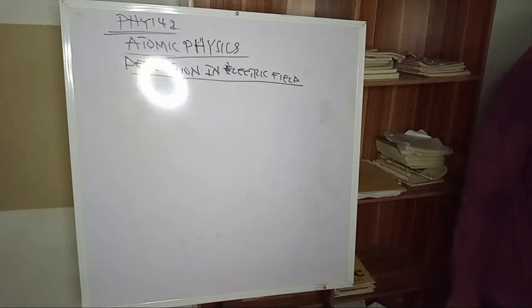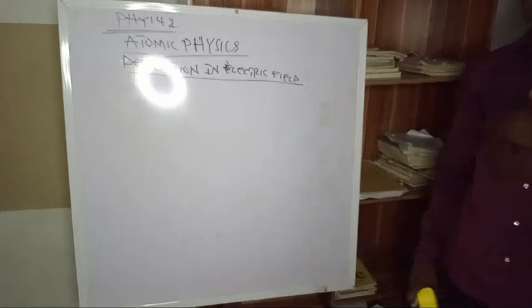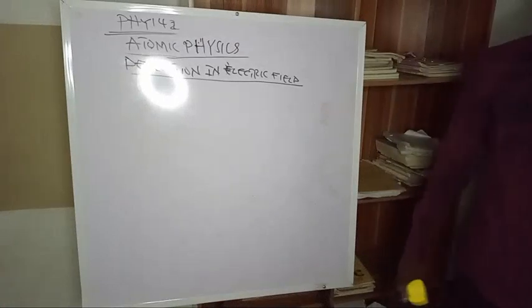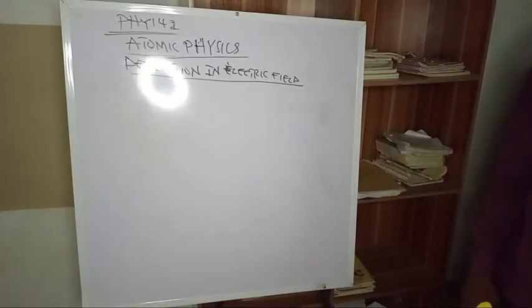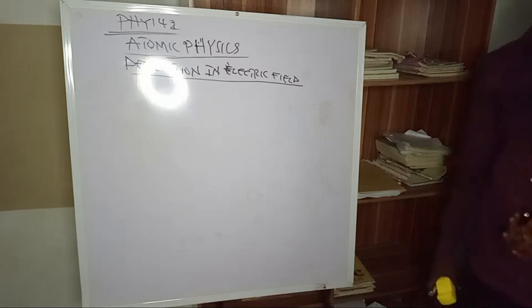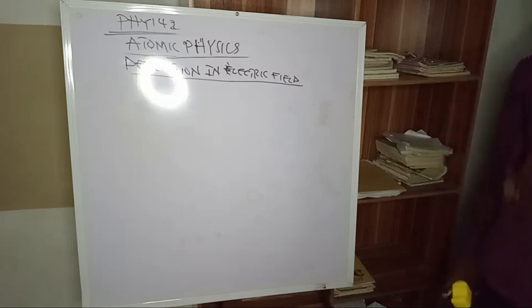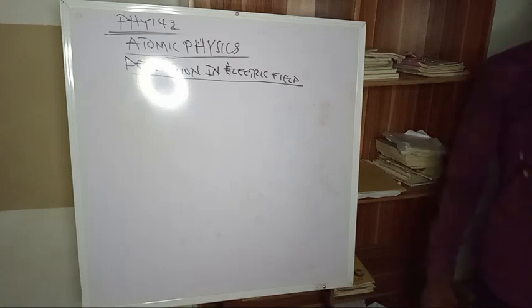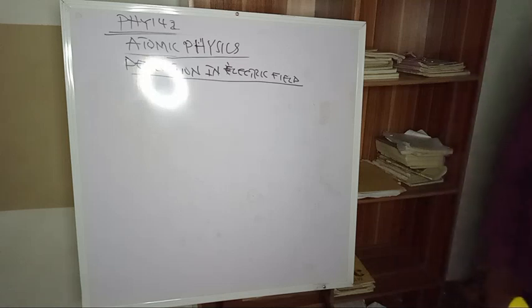Now let us look at first of all what a field is. A field is actually a region of space in which a force is experienced. A region of space where a force is experienced is called a field. There are different kinds of field: we have gravitational field, electric field, magnetic field, and so on. An electric field is a region of space where electric effect is felt.